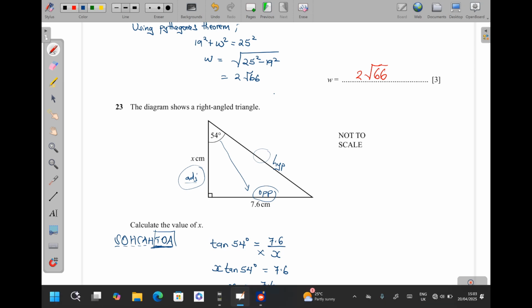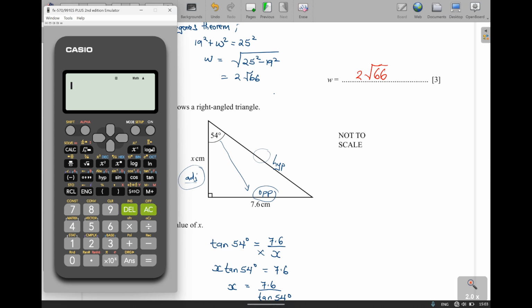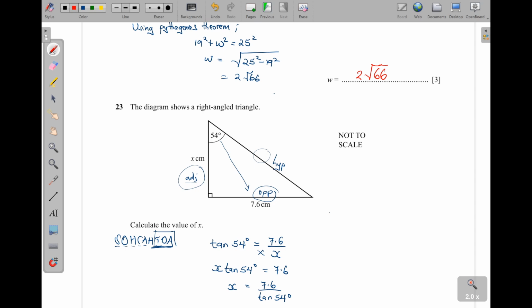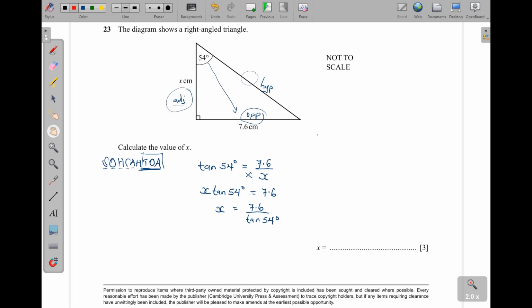Now the rest, we use the calculator. So we have 7.6, then we divide by tan of 54. Now since this is a trigonometric function, you have to check the mode of your calculator. It must be in degrees, okay? There must be a D there. Then this is 5.52 to 3 significant figures. I will write 5.52, 3 significant figures. So this has been it for this paper.